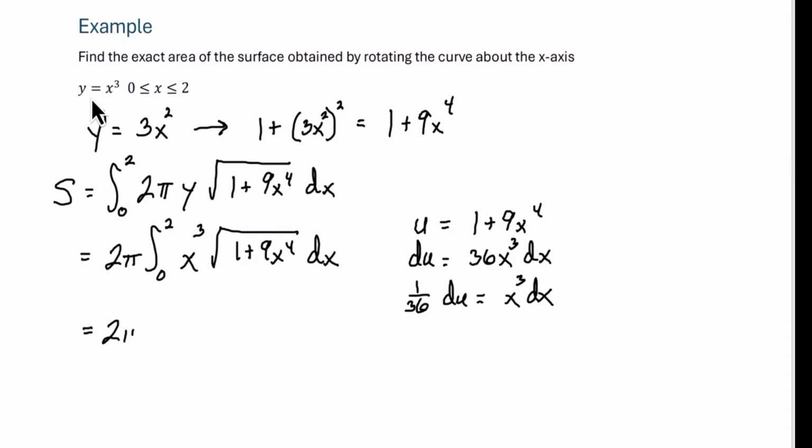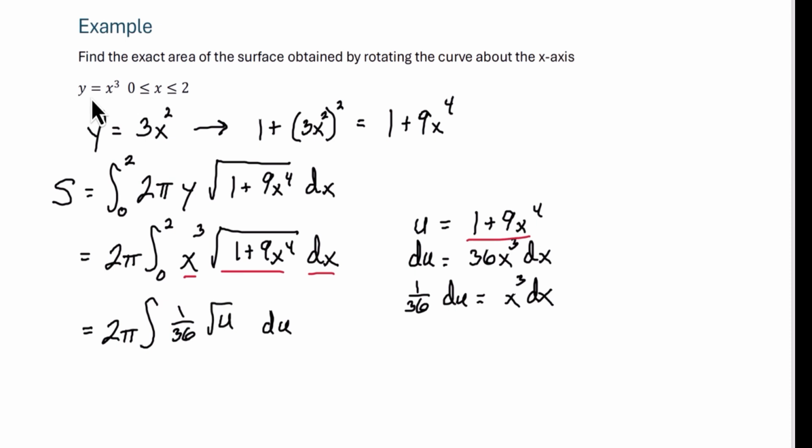2 pi is out front. Integral. The x cubed dx we are replacing with 1/36 du. And then the square root of 1 plus 9x to the fourth is simply the square root of u.